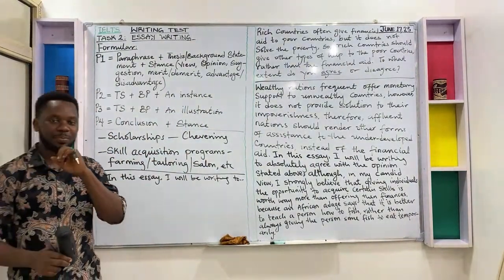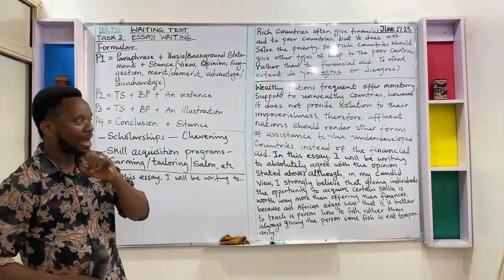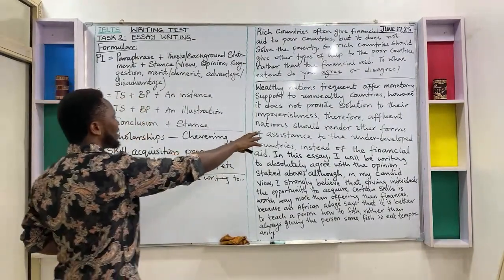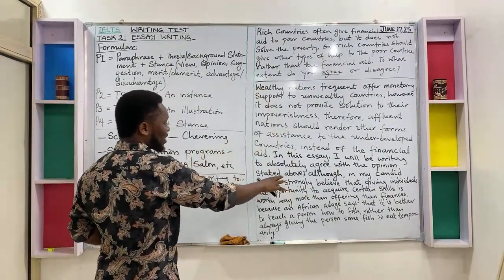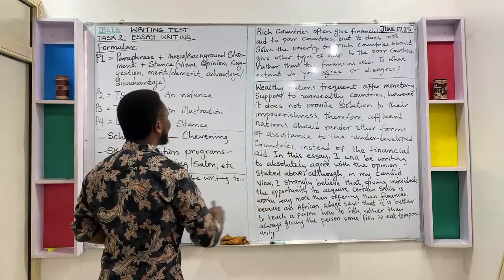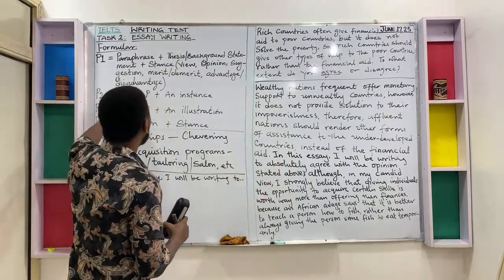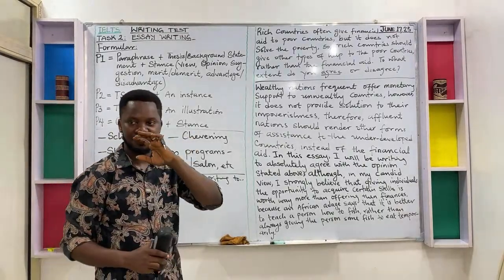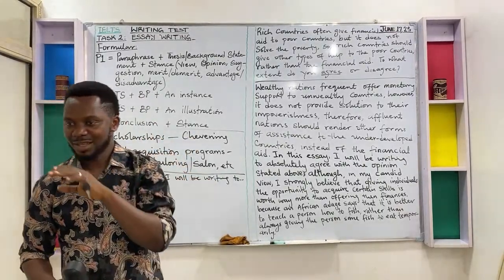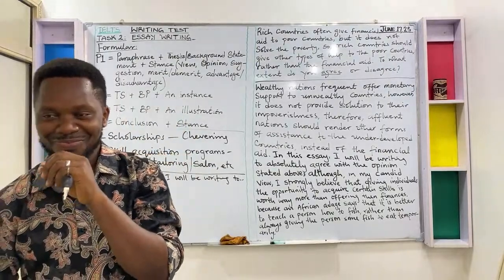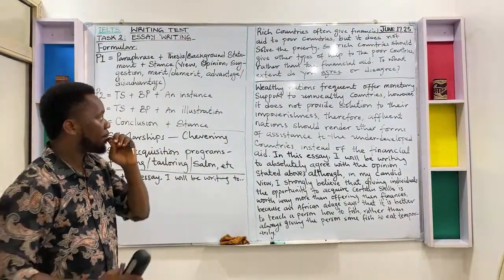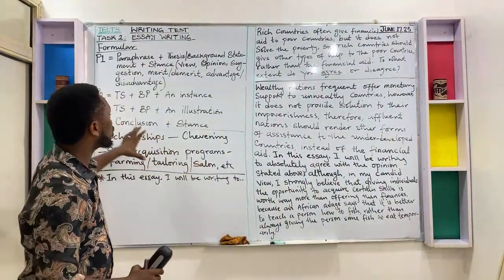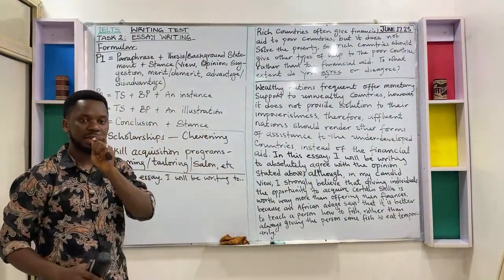All right, so this is the end of your paragraph one. Now, let me tell us something. Paragraph one, if well done, if well constructed, solves the other part of the essay by 50%. If you are able to solve your paragraph one very well, you have also solved other parts of the essay by 50%.